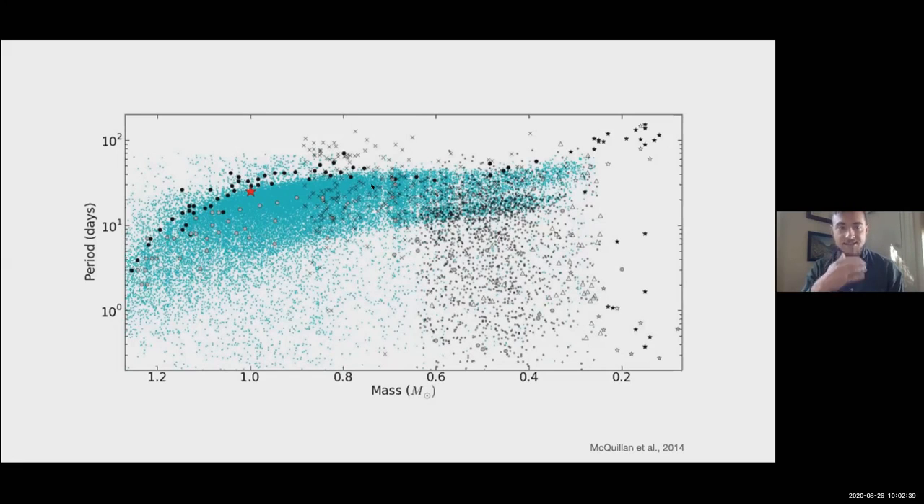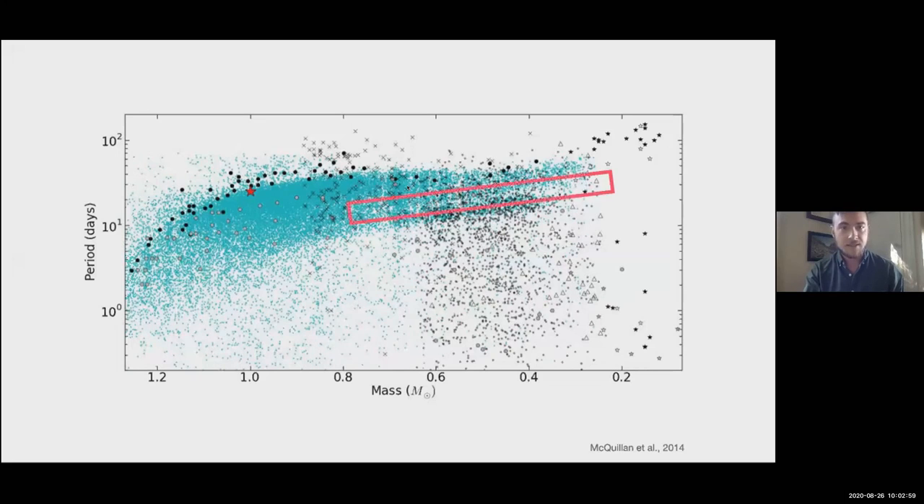This fact that stars lose angular momentum over their lives means that measuring their rotation periods gives us information about their age. That's what we call gyrochronology. And age is a very important yet often difficult to measure parameter for a variety of reasons.